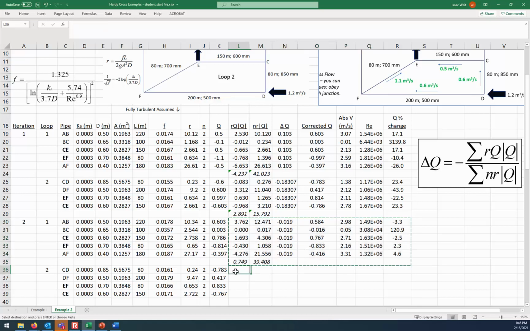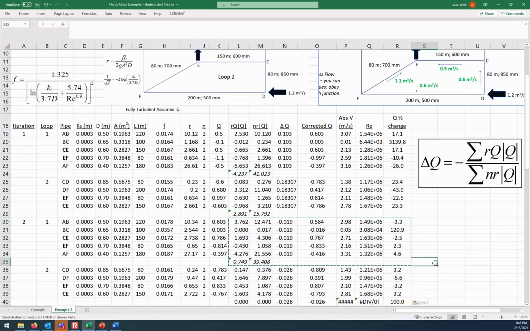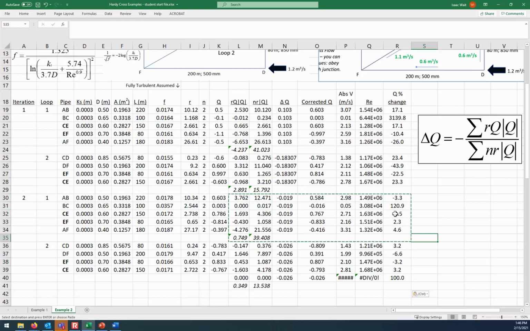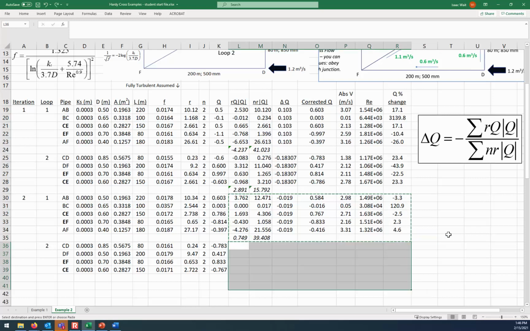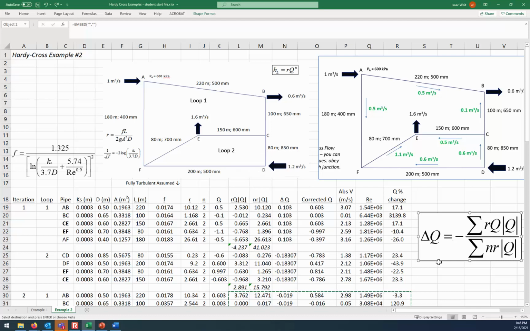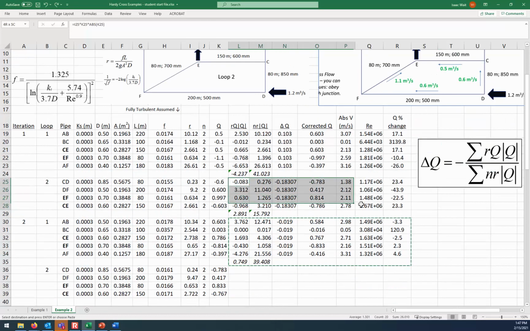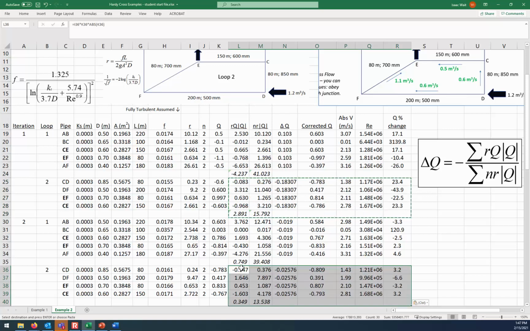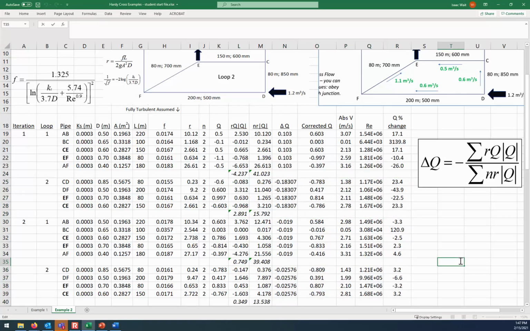Control C, Control V to paste. Well, there's an issue. Yeah, I pasted the wrong thing. I should have copied this one. Here we go. Because there's more pipes in loop 1, it was including an extra row. Okay, so Control C and Control V. That's more like it. Now we don't have odd values.